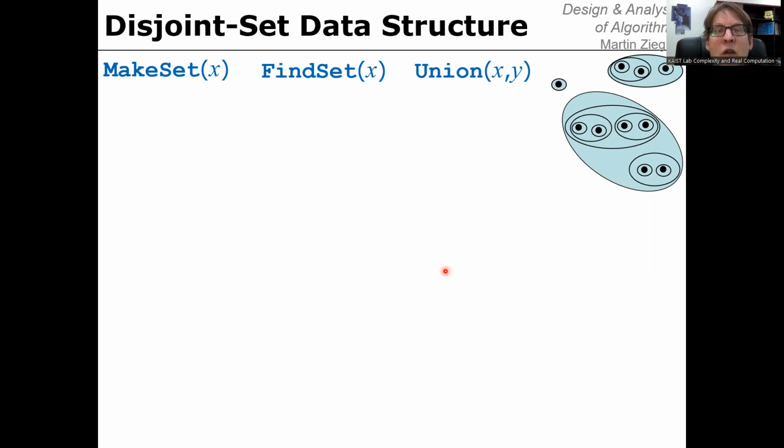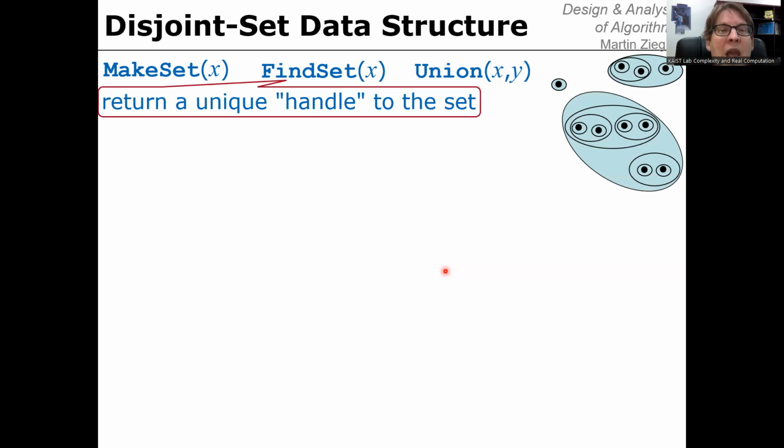So since our sets are always disjoint, that means every x lies in a unique one of these sets, and we want to be able to compare these sets. More specifically, Kruskal wants to be able to compare whether two elements x and y belong to the same set or to different sets. And the find set operation provides exactly that. It returns a unique handle to the set. So when we call find set with x and then call find set with y, and if x and y belong to the same set, then find set should return the same handle.